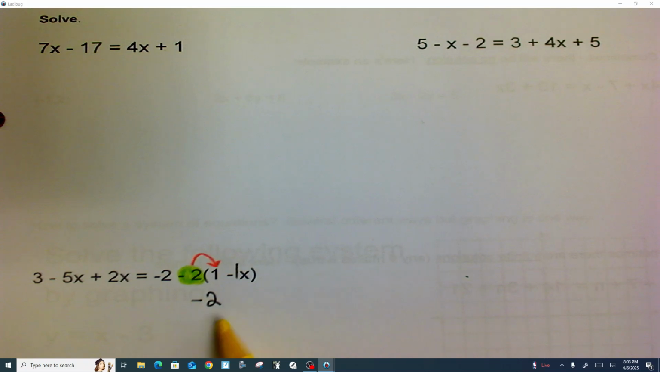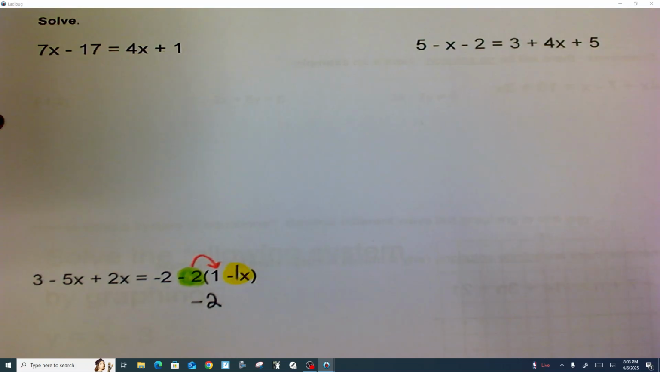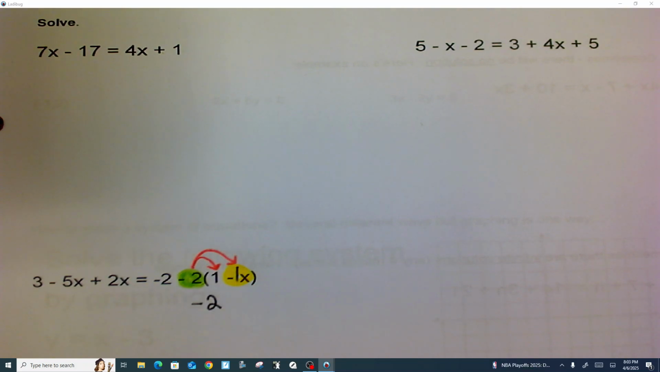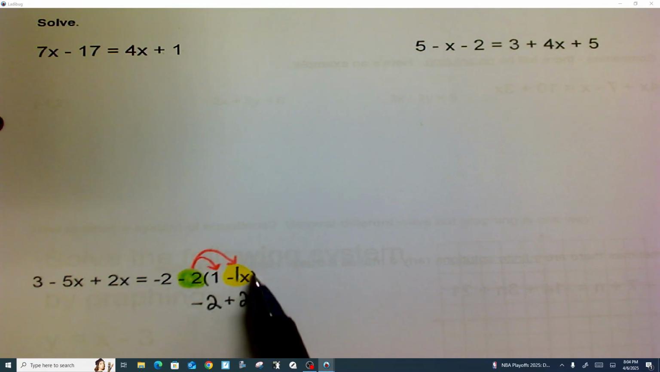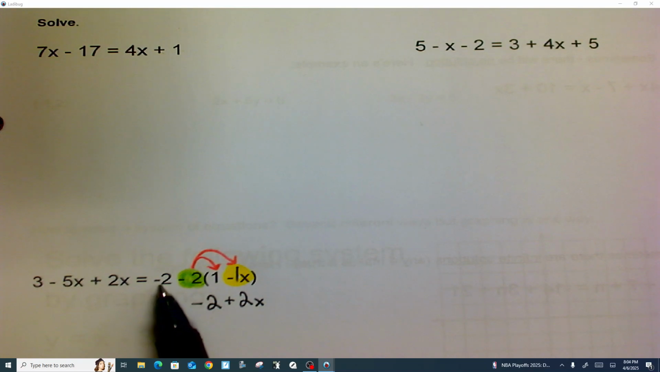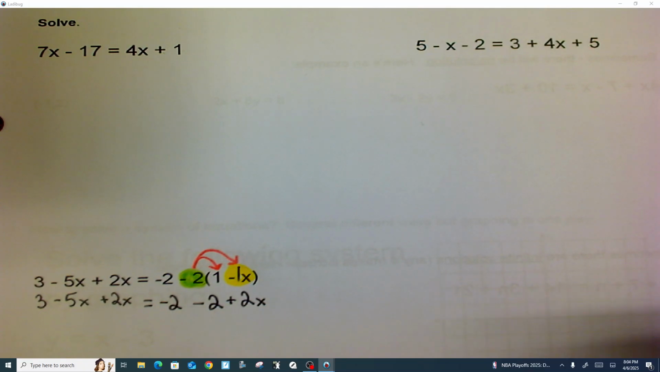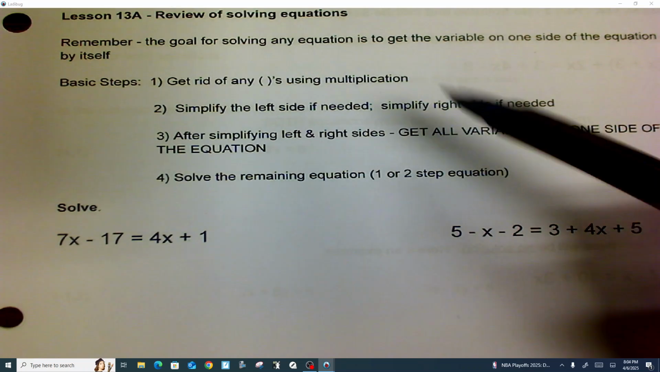And in the same way that we use the sign in front of this 2 right here to think of it as a negative, we're going to use this sign right here to determine the sign of this. So it's going to become a negative 1x. So negative 2 times positive 1 got us negative 2, and now negative 2 times negative 1x would get us positive 2x, because negative times negative is positive. Okay, so everything from green all the way here to the end has been replaced by negative 2 plus 2x. Everything else that you haven't used, it just falls straight down. So that got rid of any parentheses that we saw in these.